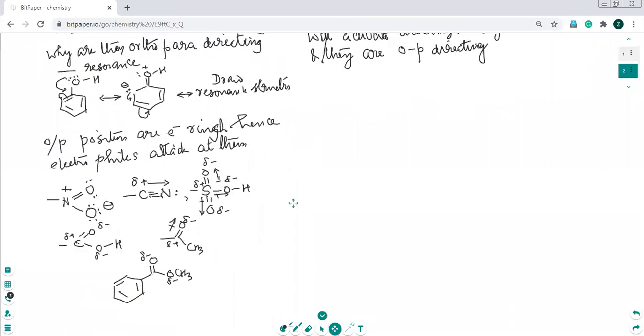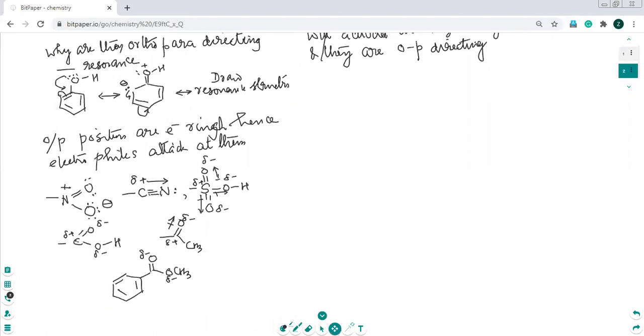So both are delta negative, and therefore you have a carbon which is delta positive. That means the atom attached to the benzene ring is carrying a partial positive charge. That means electrons will be flowing away from the benzene ring. That is, the electrons are attracted towards this carbon. That means the electron density is reduced.